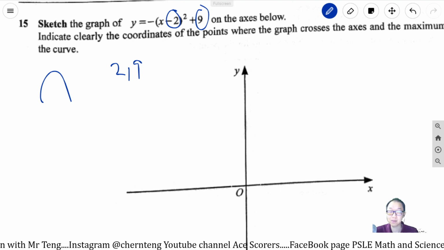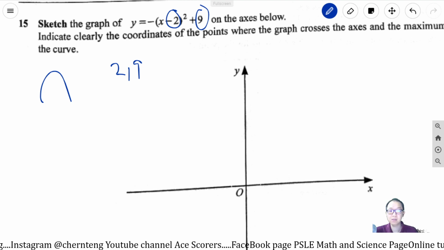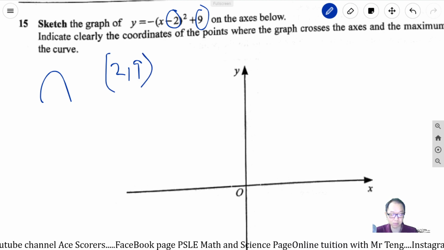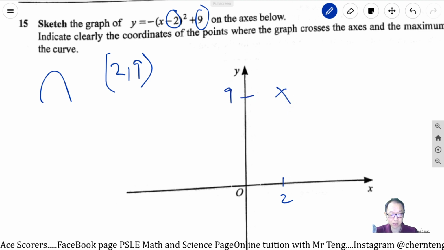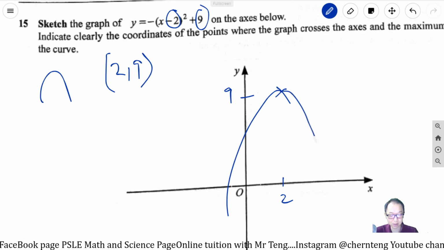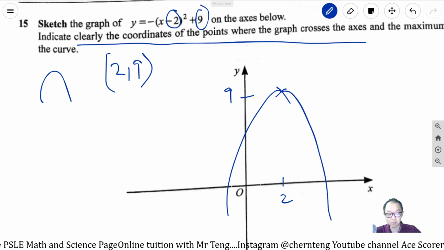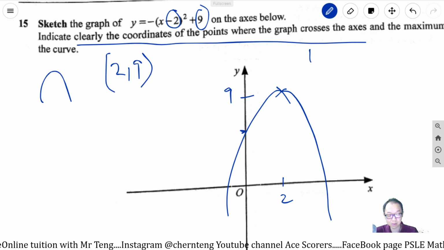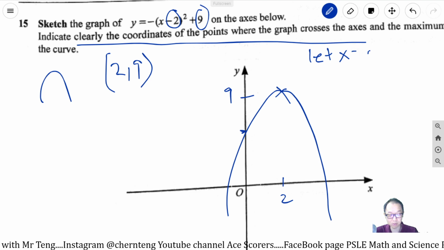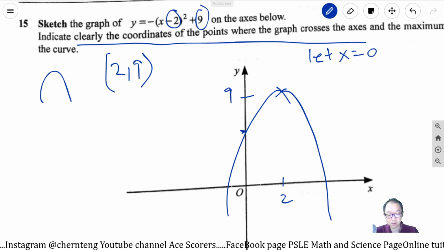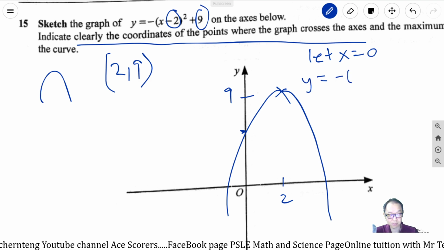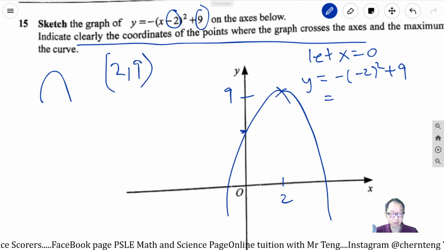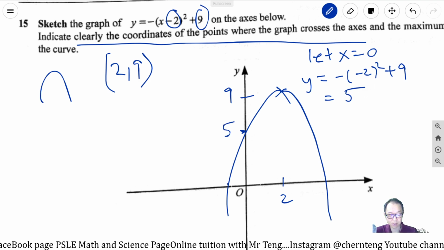These are facts about the quadratic curve that you need to know. Maximum point is at positive 2, positive 9, which is somewhere here, which means my curve will be like that. Indicate clearly the coordinates of the points where the graph crosses the axis and the maximum point. So to find this, let x equal 0. When x equals 0, y equals negative (0 minus 2) squared plus 9. Minus 2 squared is 4, negative 4 plus 9 is 5. So here's 5.